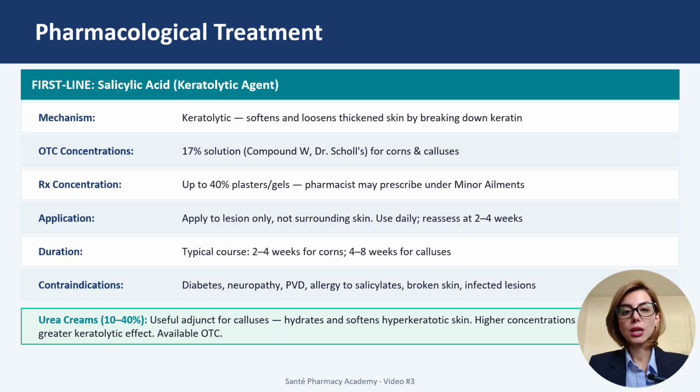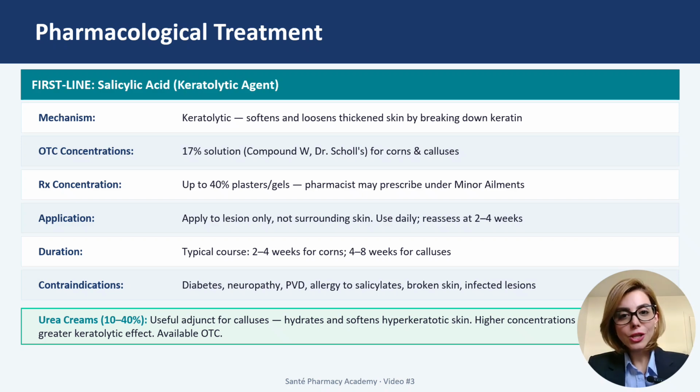Over-the-counter concentrations of 17%, products like Compound W or Dr. Scholl's, are appropriate for most mild cases. As pharmacists under minor ailments, we can prescribe higher concentrations, up to 40% plasters or gels, for more significant lesions. Application technique matters. Apply only to the lesion, not the surrounding skin. A ring of petroleum jelly around the lesion protects healthy skin, and use daily.